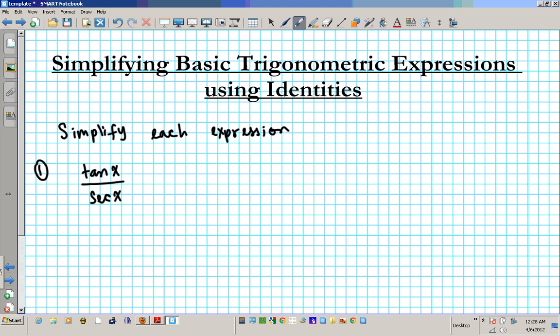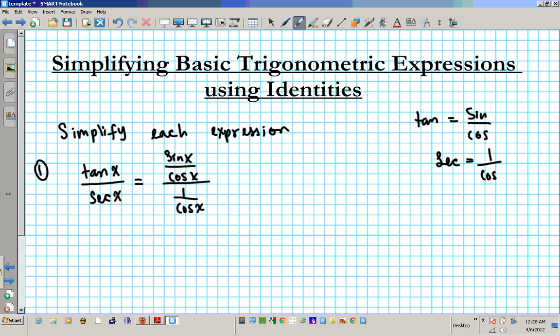One strategy you can use is to express everything in terms of the two parent functions, sine and cosine. So I know that tan is basically sine over cosine, and I know that secant is 1 over cosine. So I'm going to use that idea here to substitute the numerator and the denominator. The numerator tan x I'll write as sine x divided by cosine x, over the denominator, which is 1 over cosine x.